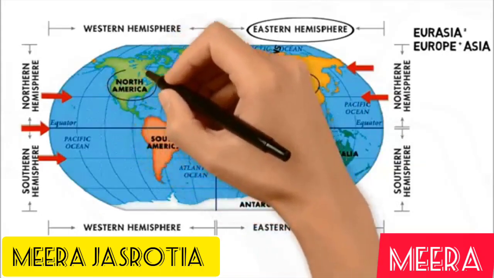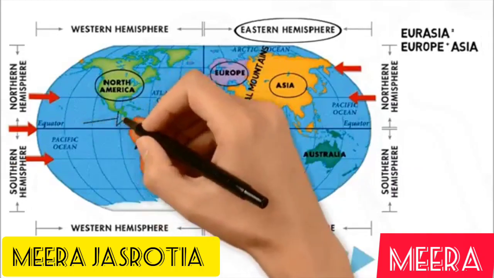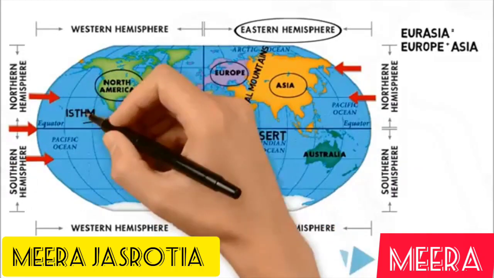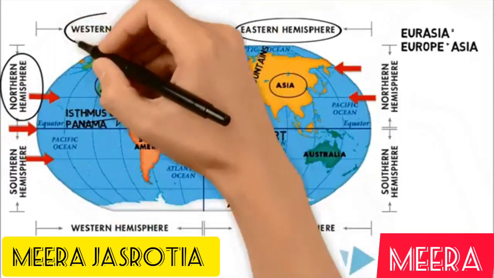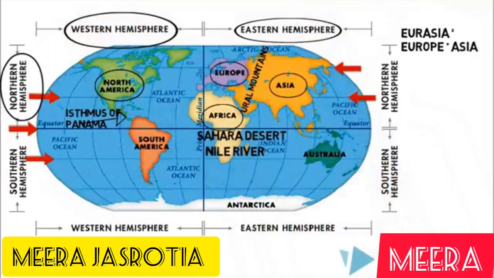North America is the 3rd largest continent of the world. It is linked to South America by a very narrow strip of land called the Isthmus of Panama. The continent lies completely in the northern and western hemisphere. The 3 oceans surrounding this continent are the Arctic Ocean in the north, Pacific Ocean in the west, and Atlantic Ocean in the east. South America lies mostly in the southern hemisphere.